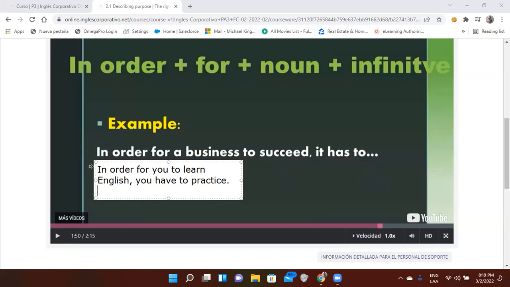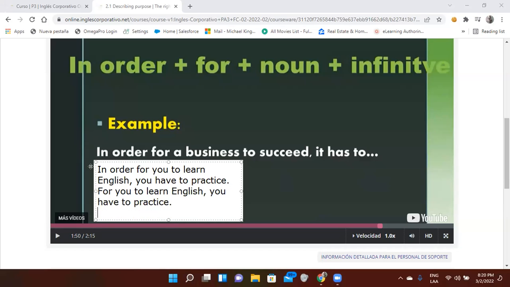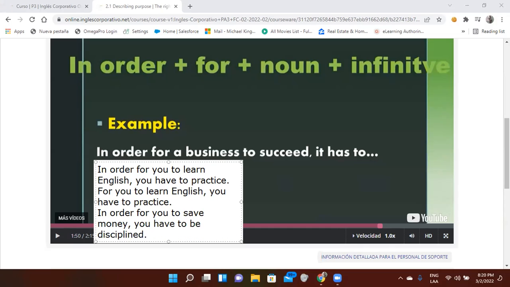Or you can say, for you to learn English, you have to practice. Or you can say, in order for you to save money, you have to be disciplined, or for you to save money, you have to be disciplined.